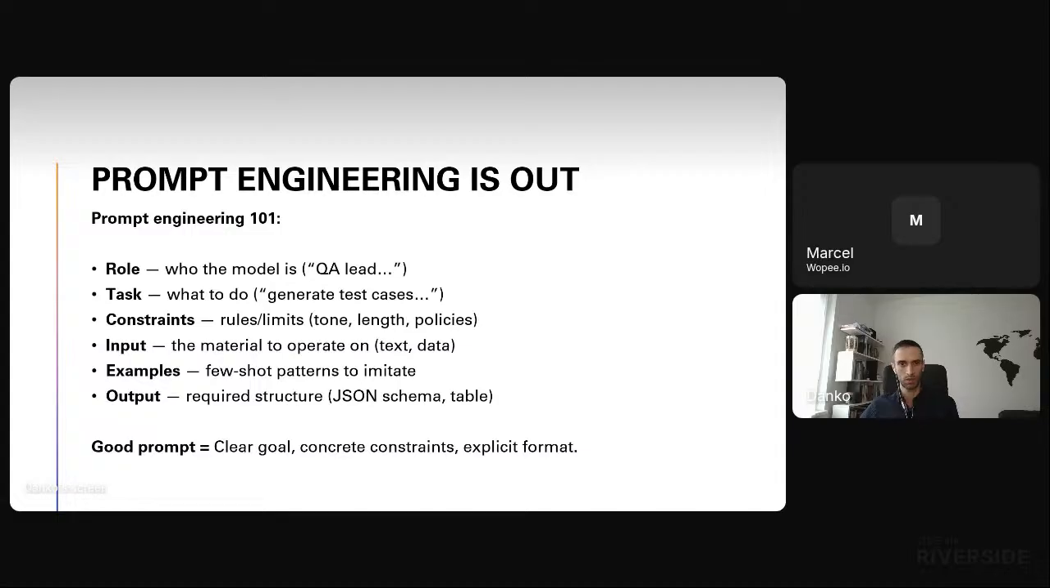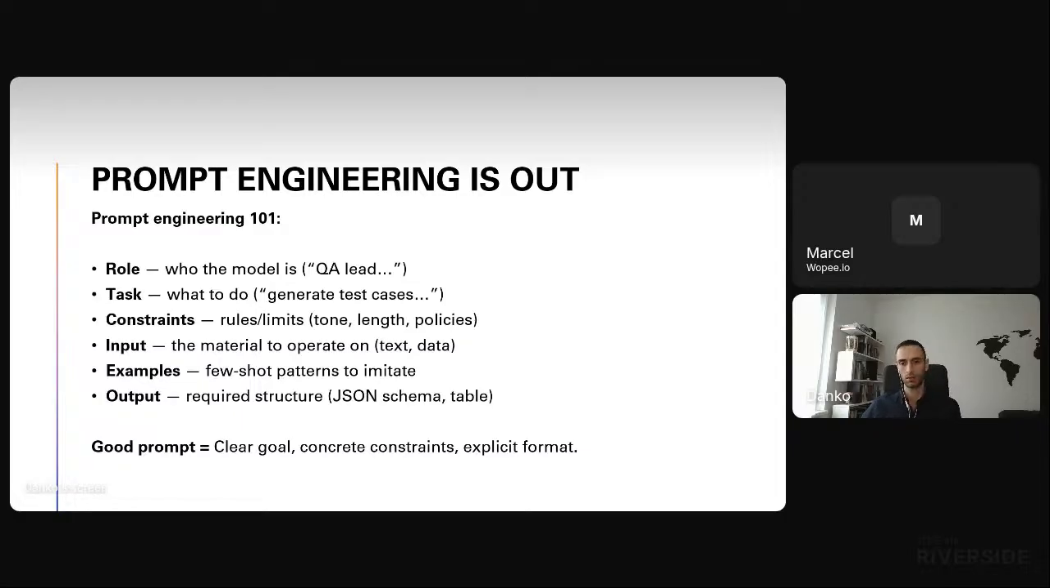Then we got to prompt engineering. Just a quick 101. It should have several structural elements. Give it a role, who the model should act as, a QA lead, for example. Which task should it do? What constraints should it have in the sense of tone, length, policies? What is the input to operate on, like a Jira test case or a Jira user story? Then a few short examples to imitate what the output should be.